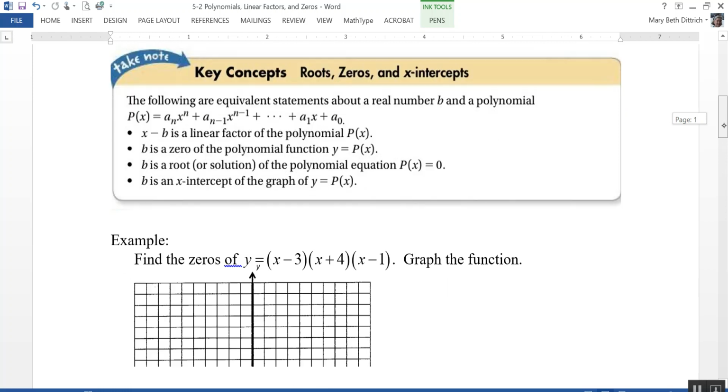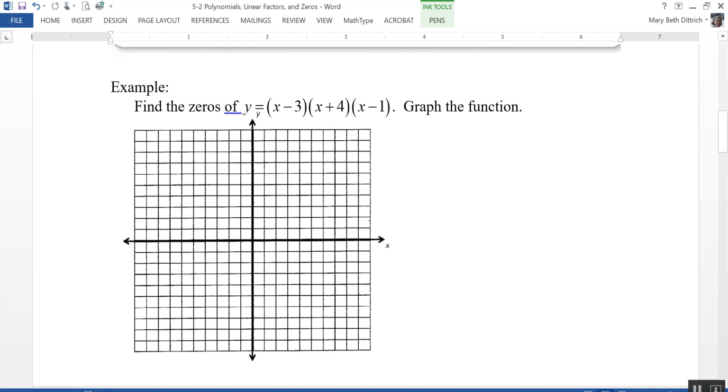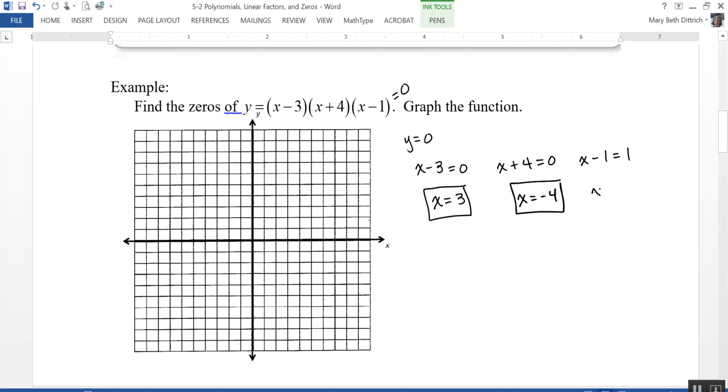This says, find the zeros of y equals, and fortunately we already have it in factored form here, the quantity x minus 3 times the quantity x plus 4 times the quantity x minus 1, and then graph the function. So in other words, what are the x's when y is equal to 0? If this whole thing were equal to 0, that would mean x minus 3 would equal 0, x plus 4 would equal 0, and x minus 1 would equal 0. So my zeros are going to be x equals 3, x equals negative 4, and x equals 1.